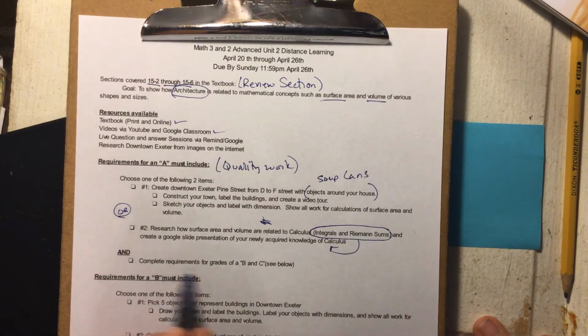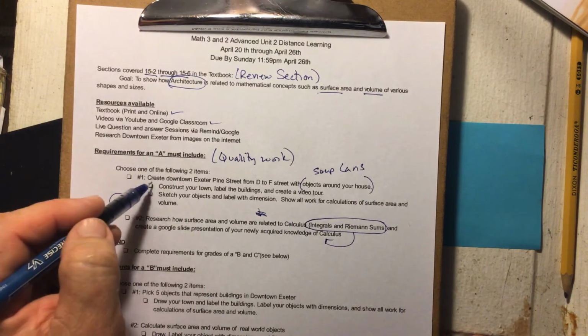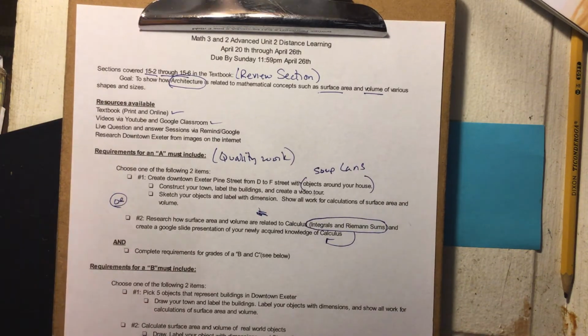And then don't forget the requirements for a B, which is what we're going to do next. Trying to make this under 5 minutes. So choose one of the following. You're just going to pick 5 objects that represent buildings in downtown. Just 5, not the whole street. These 5 can be included in that setup. So you've got that same thing as before. Draw your buildings, label the dimensions, and then show all your work for calculations, including the surface area and volume. Remember, show all your work.